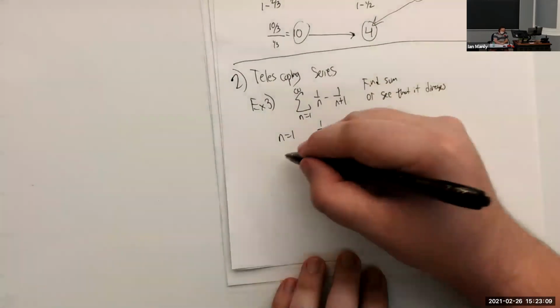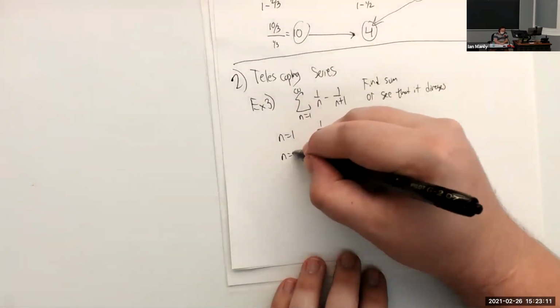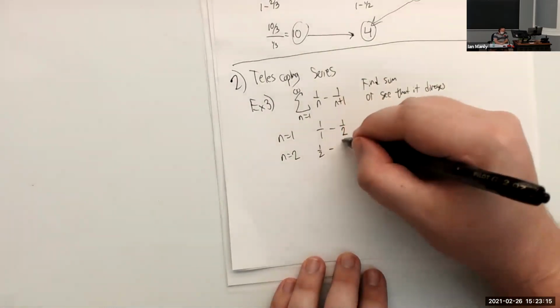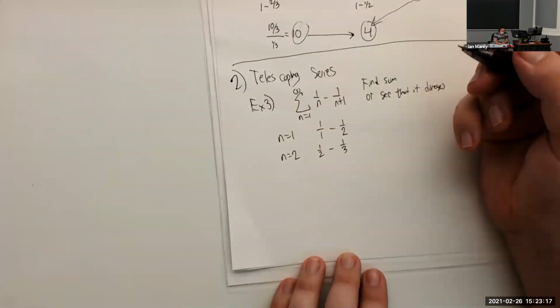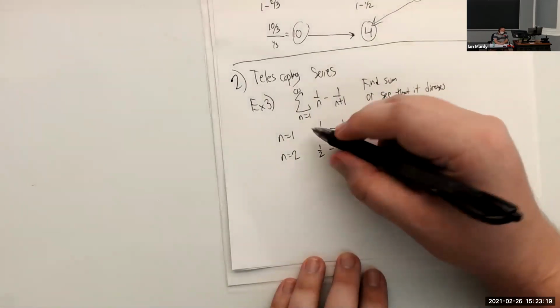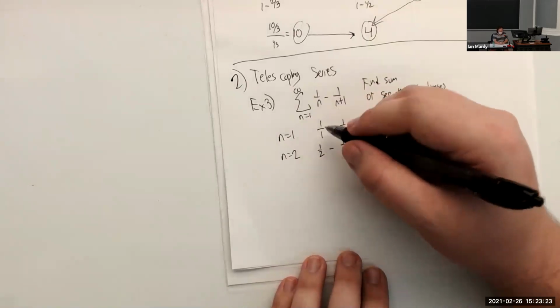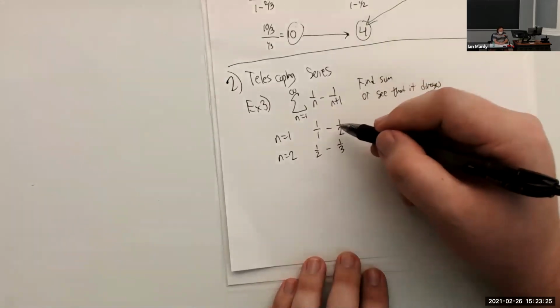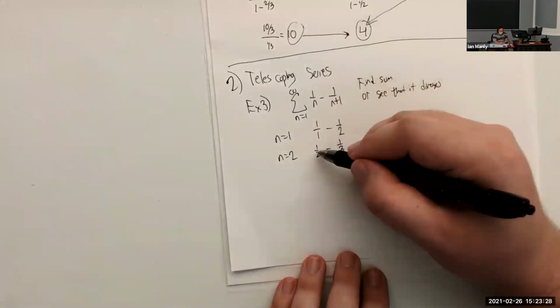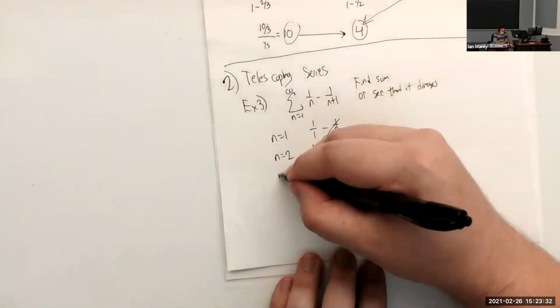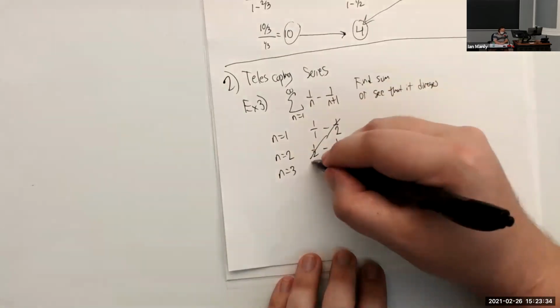Okay, well, that's not very interesting so far. Let's plug in n equals 2. Then I get 1/2 minus 1/3. And remember, all of these are being added together. Every n I plug in here is getting added together, the results. So that actually means that we have this negative 1/2 here and a positive 1/2. Those will cancel out. Now let's add in the n equals 3 term.